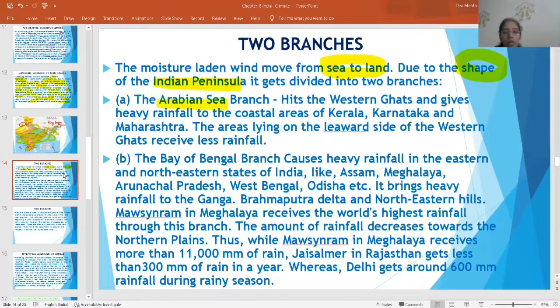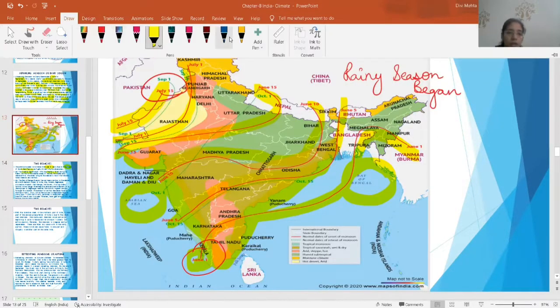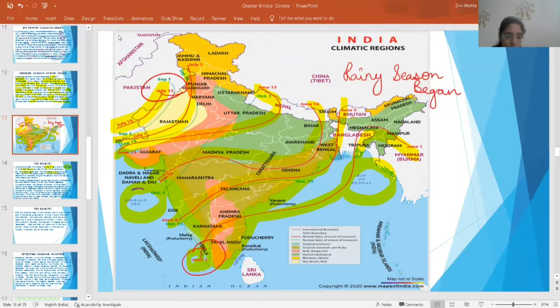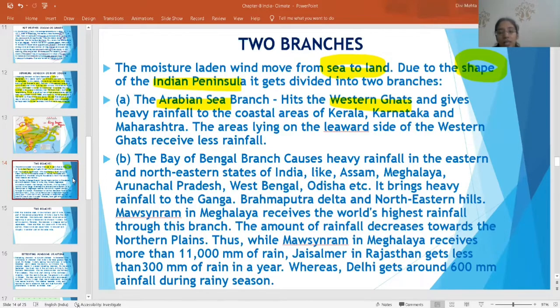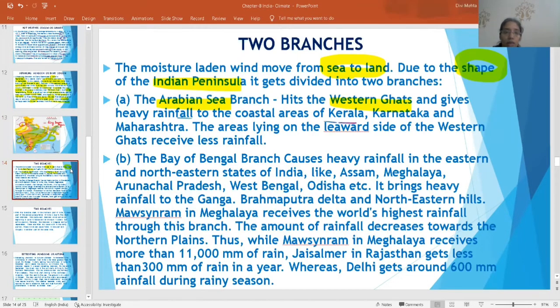So if I talk about the Arabian Sea branch, it hits the Western Ghats. You can see this Arabian Sea branch. Okay, it hits the Western Ghats. Here are your Western Ghats. So here they are saying the Arabian Sea branch hits the Western Ghats of India and causes heavy rainfall there in the coastal areas of Kerala. This is your Kerala. In the coastal areas of Kerala, it causes heavy rainfall.